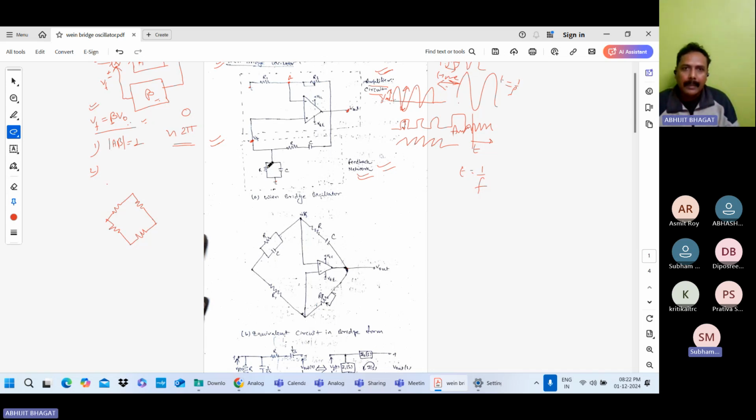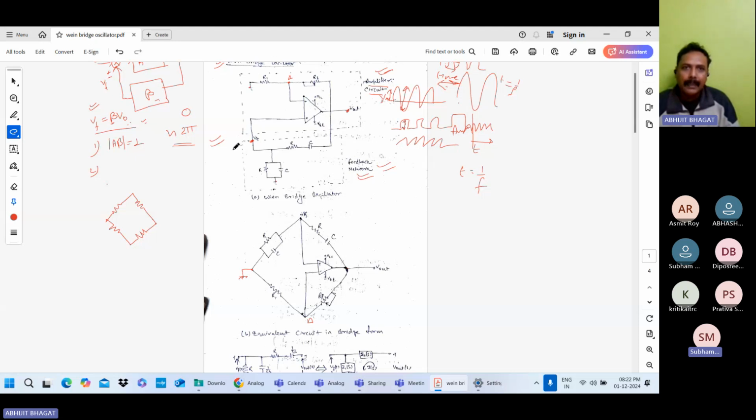This R and C, this terminal is grounded. So here it is, this terminal is connected to ground. Then your R1 is there. One terminal is grounded here. This point A is, suppose, between the R1 and RF.